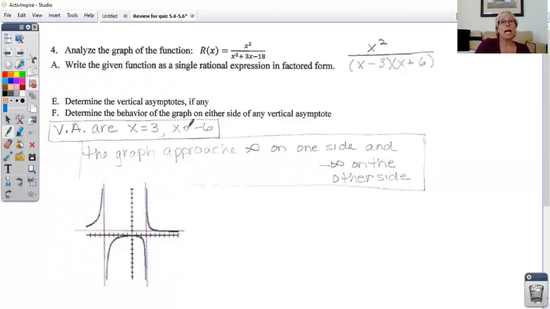We know our vertical asymptotes, but they're also going to ask us to determine the behavior of the graph on either side of the vertical asymptote. So look at your picture, go to your calculator, get a good graph, and then look at one of the asymptotes. Notice on this side, the graph is going up to positive infinity, and then on the other side, the graph is going down to negative infinity. So you may have to talk about either side of the graph.